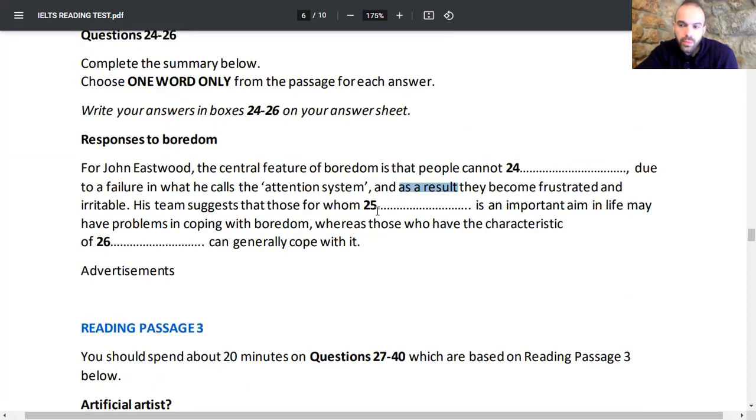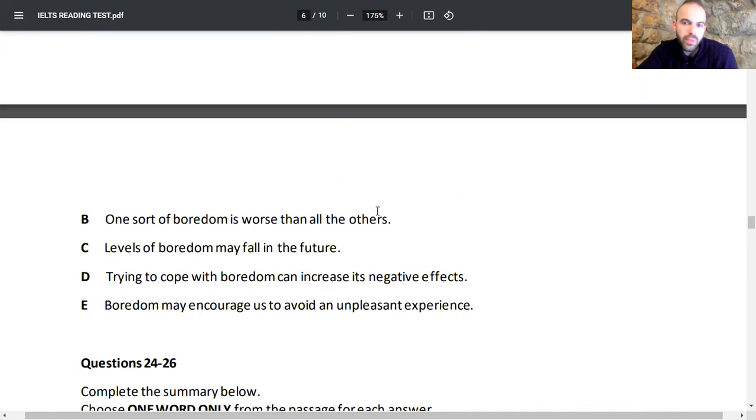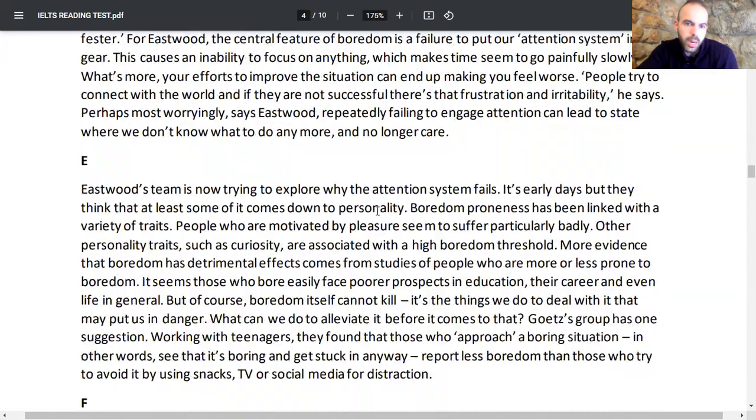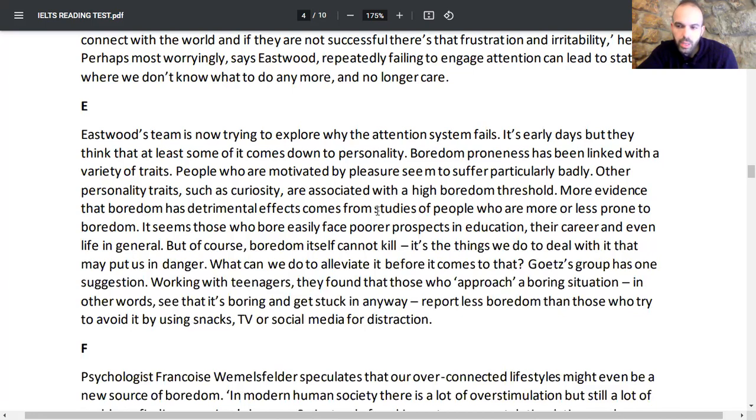Now for number 25, when it said his team suggests that those for whom, blah, blah, blah. For whom something, so I guess it's a noun, because whom is usually followed by a noun. So for whom is an important aim in life may have problems in coping with boredom. As you can see, the keywords here are aim, problems, and coping. So the answer is actually found in paragraph E, not in D here. So the answer is found in this paragraph.